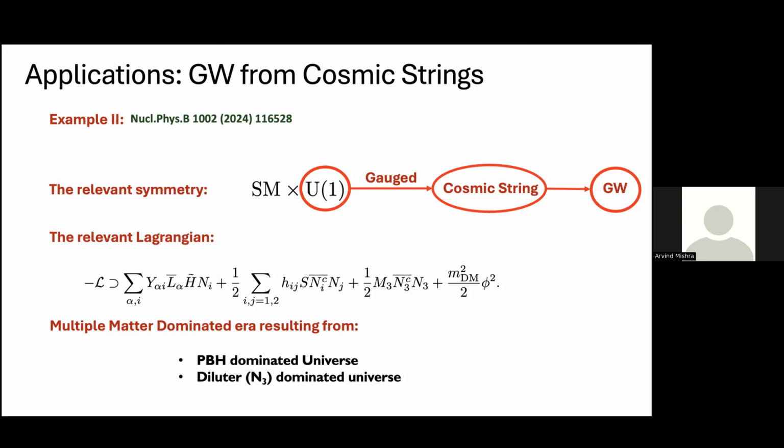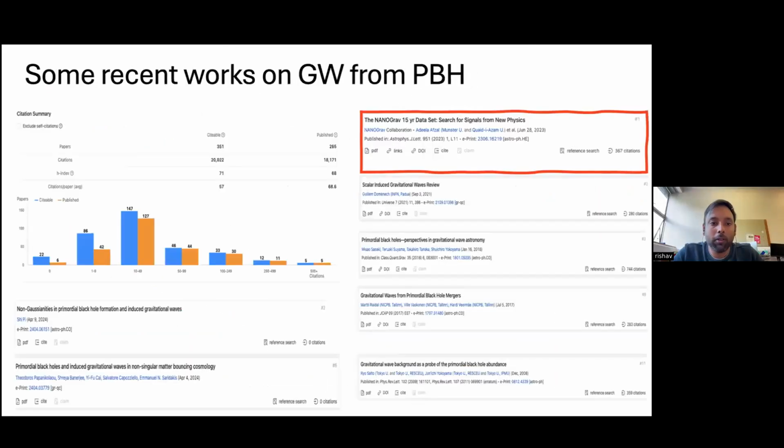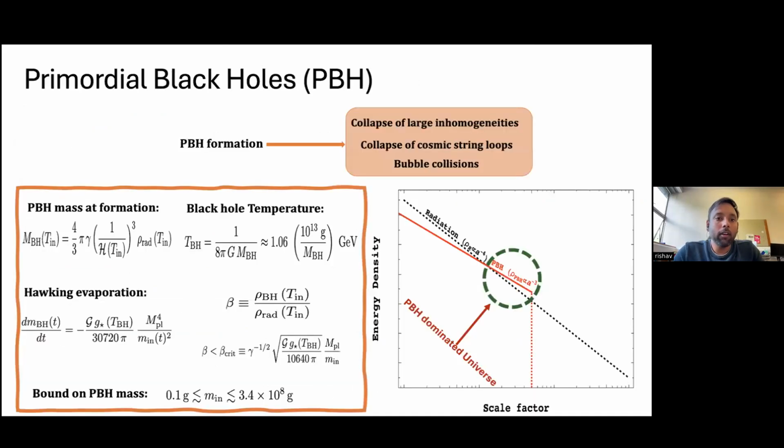Okay, no worries. So now the next thing I would like to discuss is the generation of gravitational waves from PBH. And again, these are some references which one can look at. So what do we know about black holes? These PBHs, or primordial black holes, can be formed in the early universe because of the collapse of large inhomogeneities, collapse of some topological defects, or bubble collision. So there are different ways by which these PBHs can be formed.